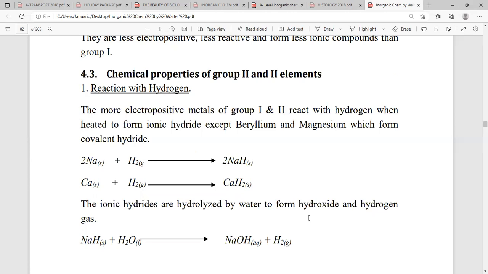And the ionic hydrides that are formed, once they react with water or are hydrolyzed, form a hydroxide. We get an alkaline solution once these react with water, and hydrogen gas is also formed in the process.